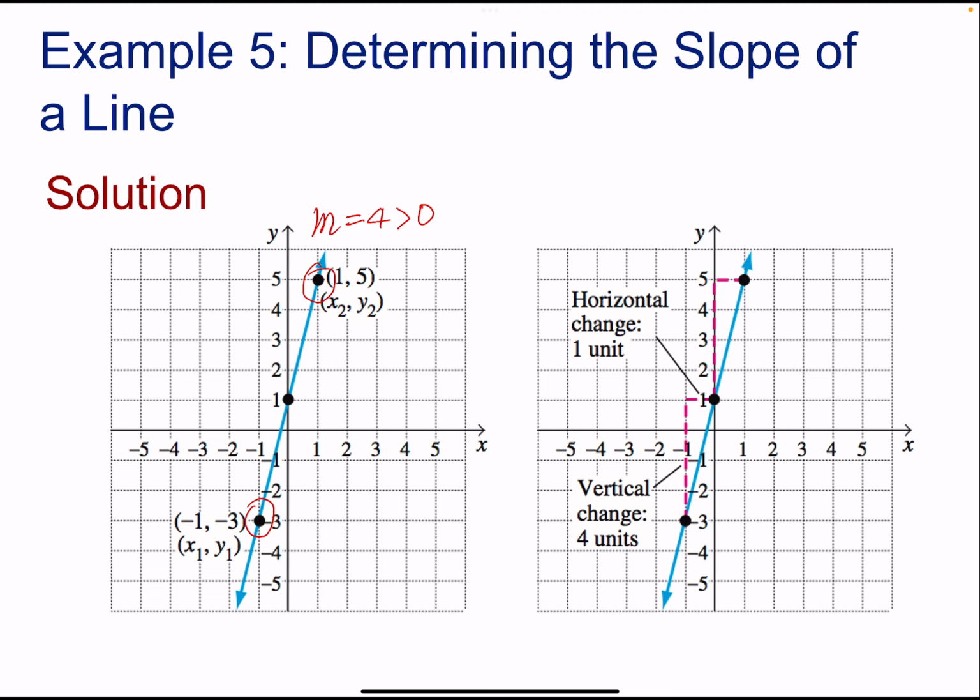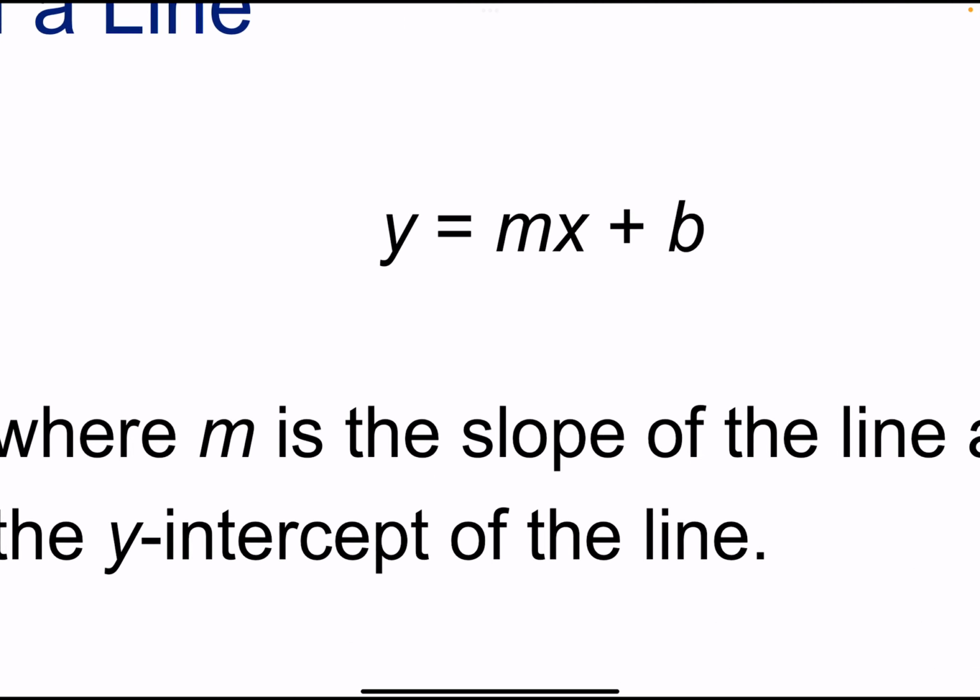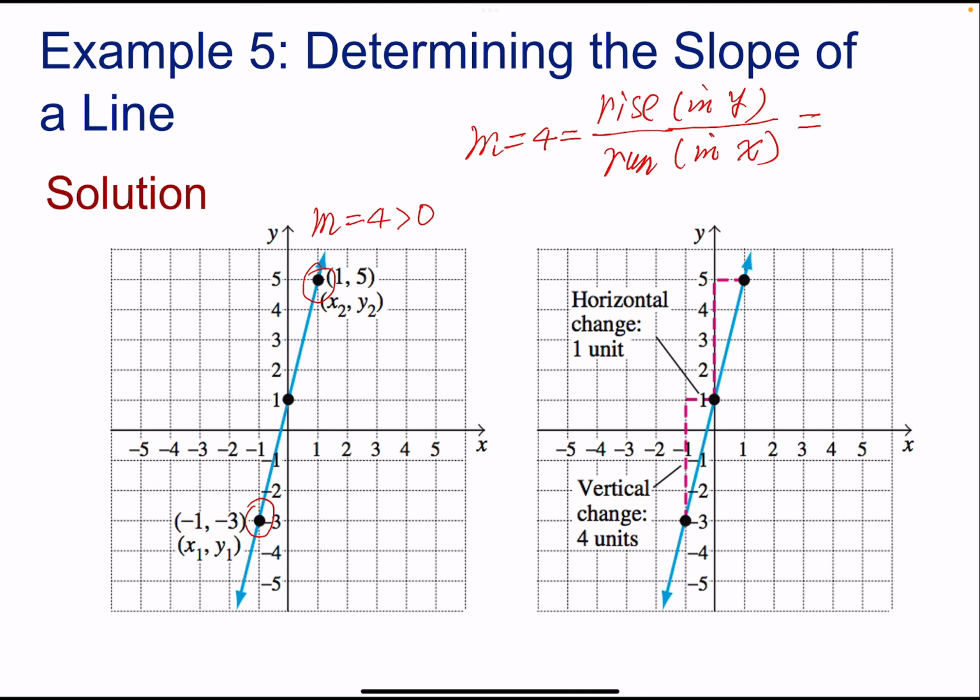Now we can interpret the slope as rise over run. So m equals 4 equals rise over run, rise of course in y and run in x. When we talk about rise over run, we need to interpret the slope as a ratio. Now 4 can always be written as 4 over 1.